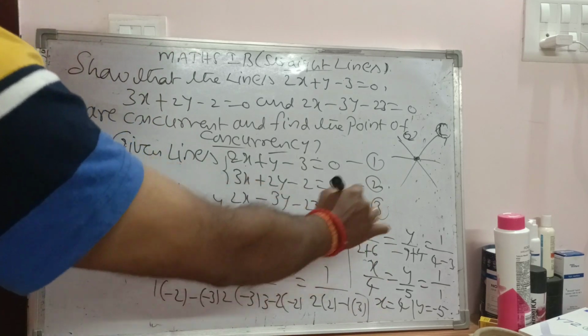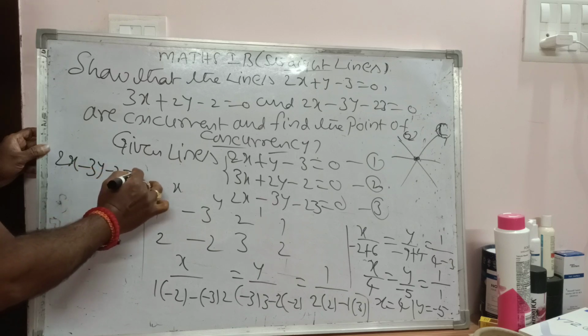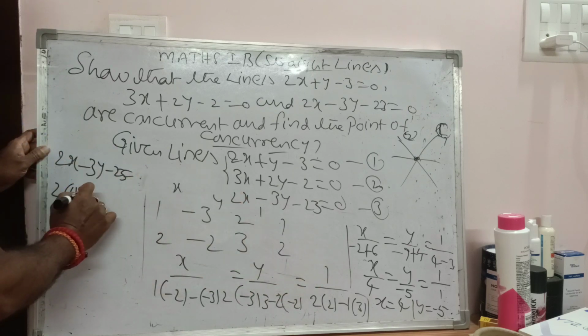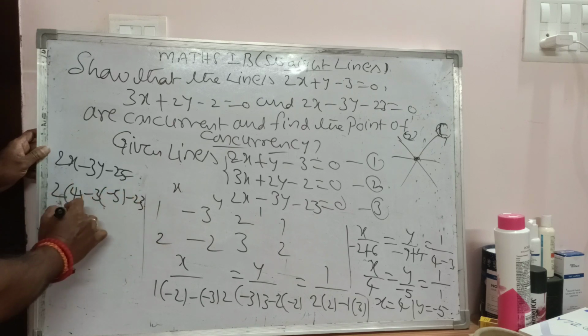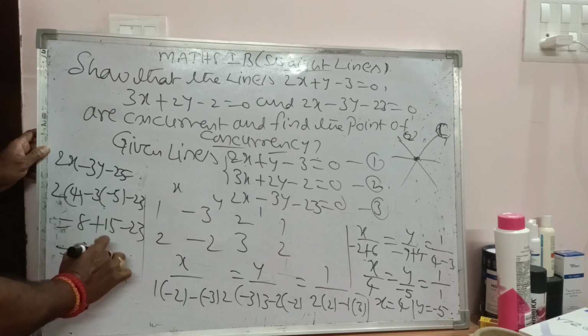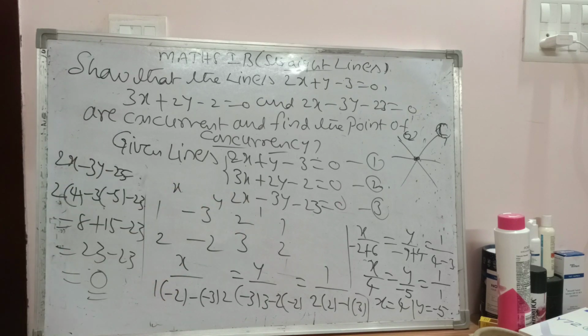Therefore, the third line should also meet at the same point. The third line is 2x minus 3y minus 23 is equal to 0. Once we substitute this point 4 comma minus 5 in this, 2 into 4 minus 3 into minus 5 minus 23. 2 fours are 8, plus 15 minus 23. So 23 minus 23 is equal to 0. Therefore, (4, minus 5) is the point where these three lines meet. Therefore, the point of concurrency is (4, minus 5).